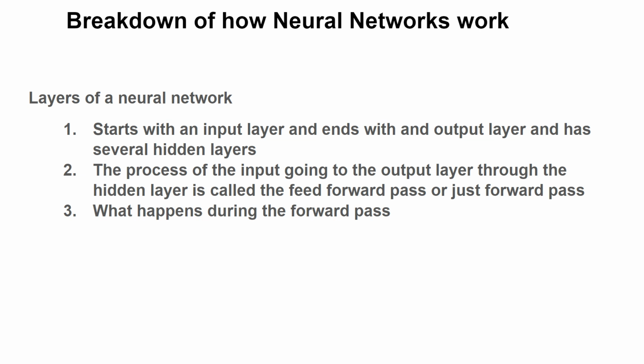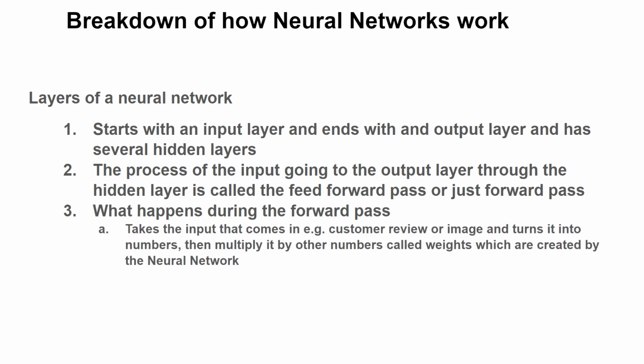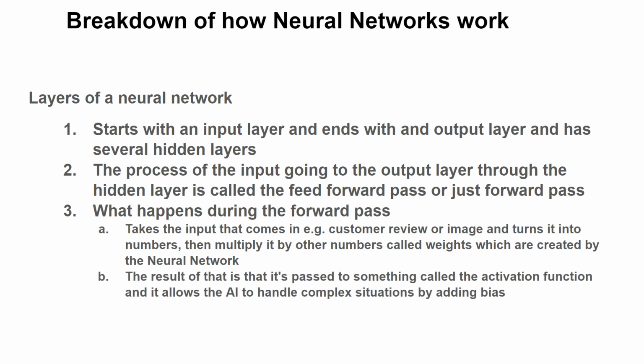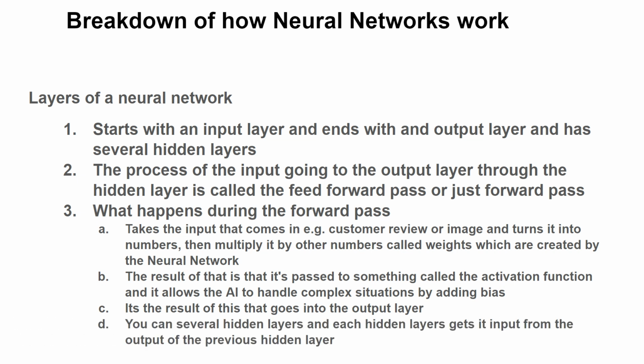What happens during the forward pass is the following. First, it takes the input that comes in, e.g., a customer review or an image, and it turns it into numbers. Then it multiplies it by other numbers, which are called weights, and those weights are created by the neural network. The result of that is passed to something which is known as an activation function, and it enables the AI to handle complex situations by adding bias. Then the result of this goes to the output layer.